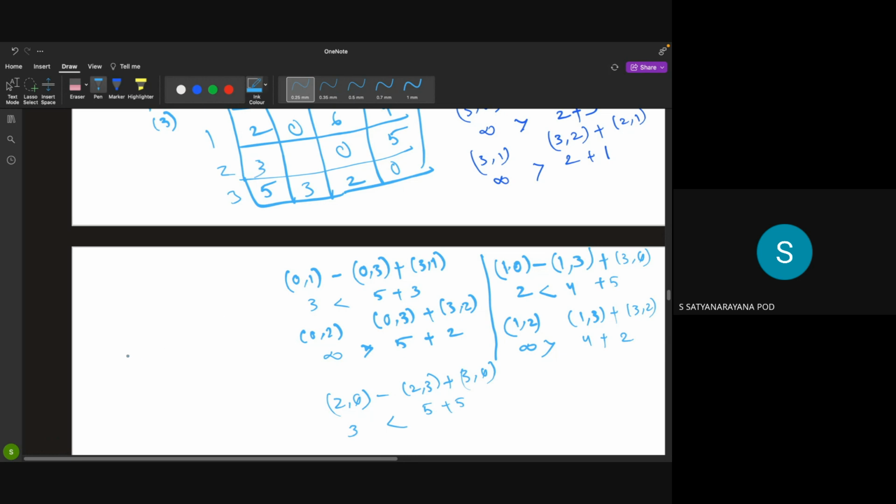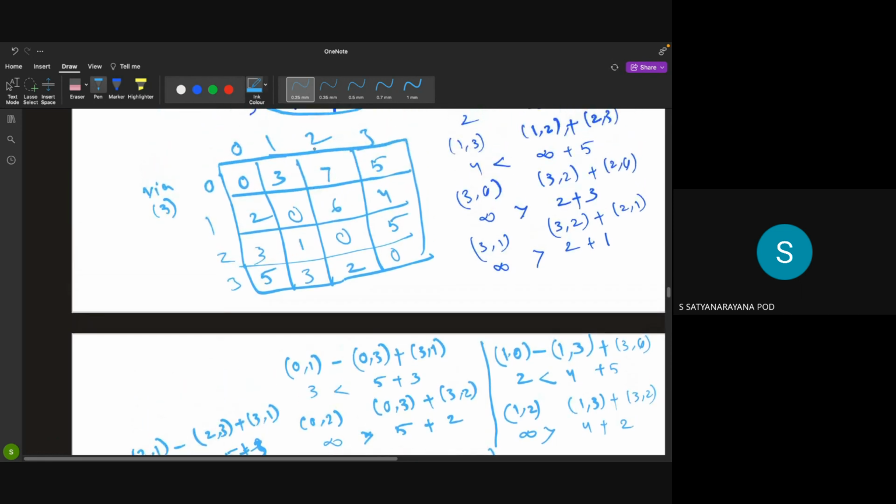And the last one we are trying is 2 to 1. So 2 to 1 means there are two paths. 2 to 3 is there, plus 3 to 1. In this case, 1 is here, 5 is here, plus 3. So this is a better value. We are updating this value. So the final version of this matrix is this one.